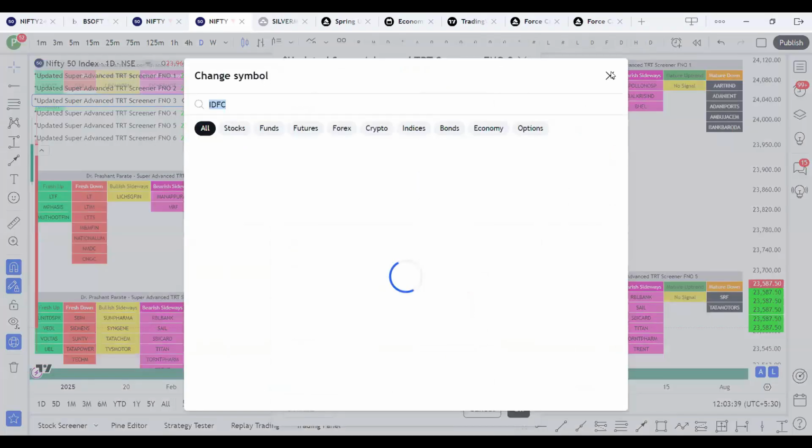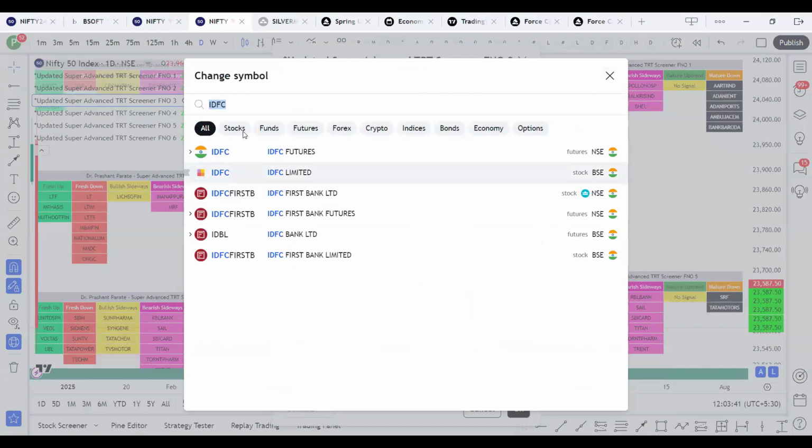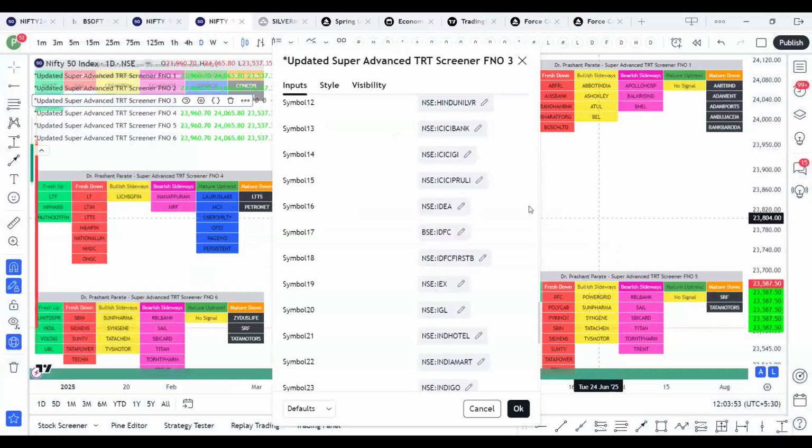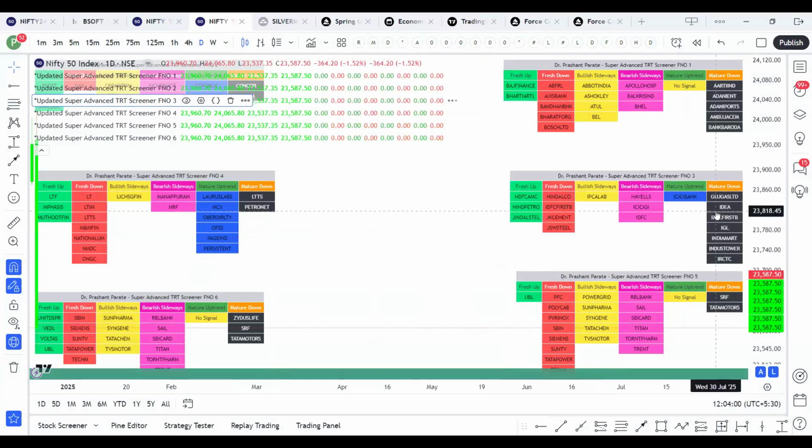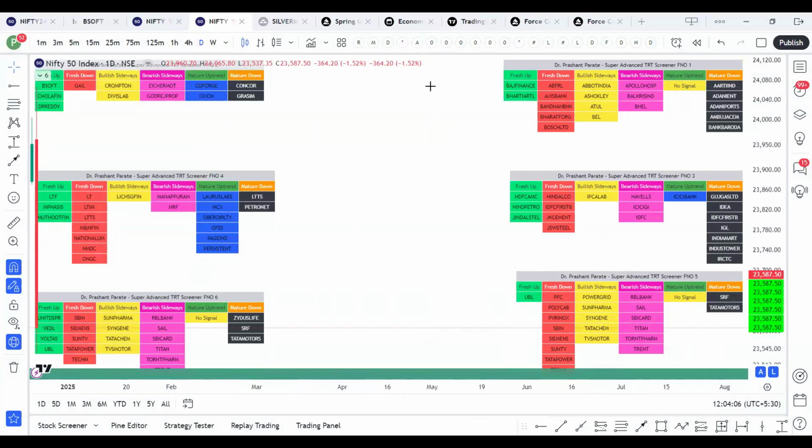And if it is not appearing in the list, see IDFC, it's not appearing. NSE. That's BSC. So IDFC is not appearing, therefore it is an invalid symbol. If I add BSC instead of that, then it will work. See, it's working now, it will change, and it has come now. So there will be some errors like this, you will have to tackle them.